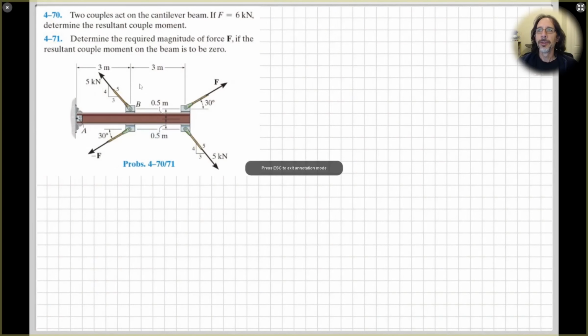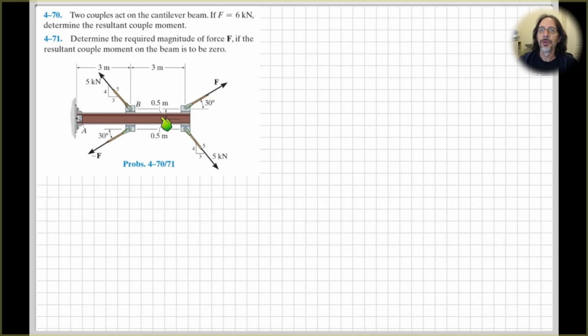So let's get into it. Alrighty, so in this problem we have two couples that act on a cantilever beam. And so we can see here we've got this force here that's equal and opposite to this force here labelled minus F. They're acting in the same orientation or direction, but are separated by a distance.